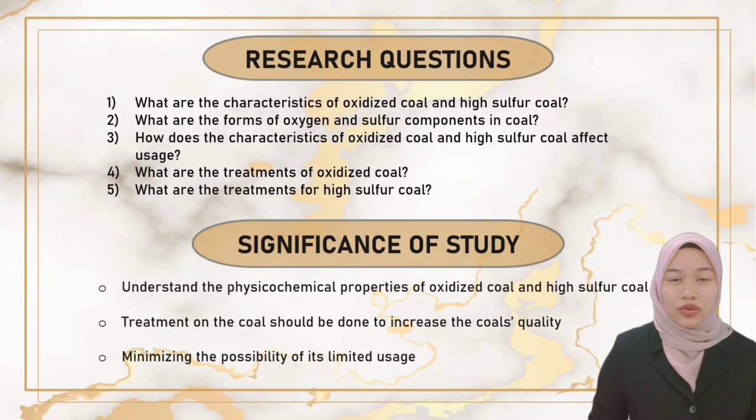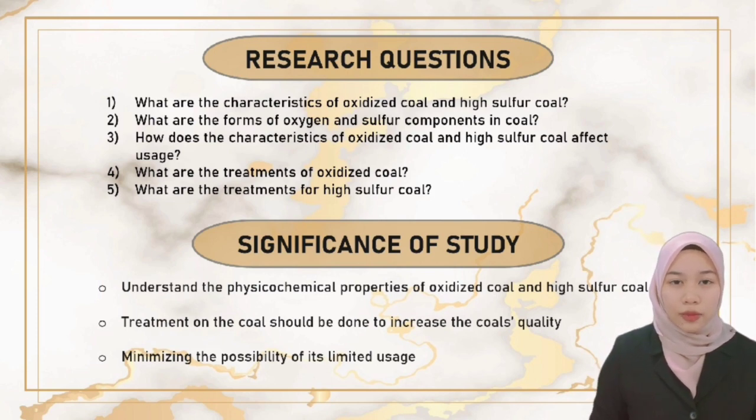These are the research questions in this study. The first one is to know what are the characteristics of oxidized coal and high sulfur coal. Second, what are the forms of oxygen and sulfur components in coal. Third, how does the characteristics of oxidized coal and high sulfur coal affect their usage. Fourth, what are the treatments of oxidized coal, and lastly, what are the treatments of high sulfur coal. All of this will be then discussed in literature review section.